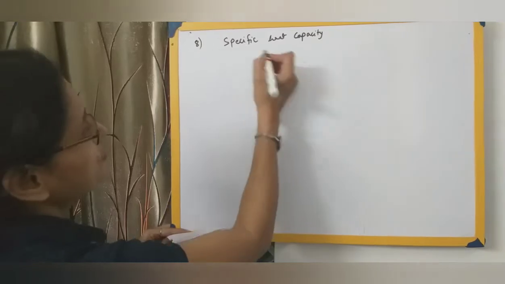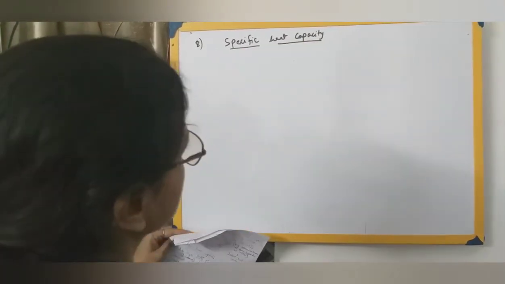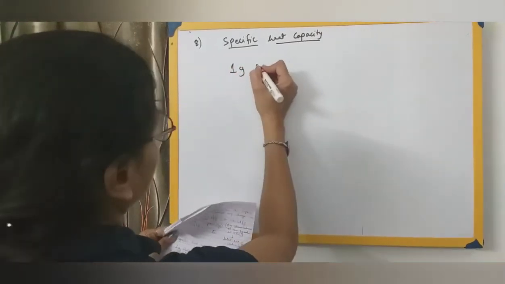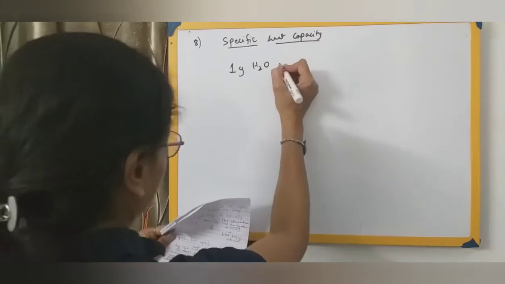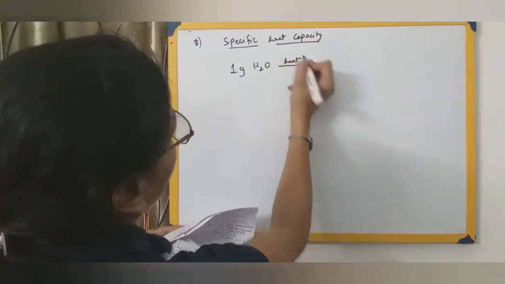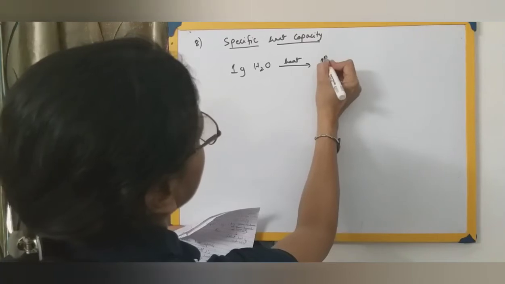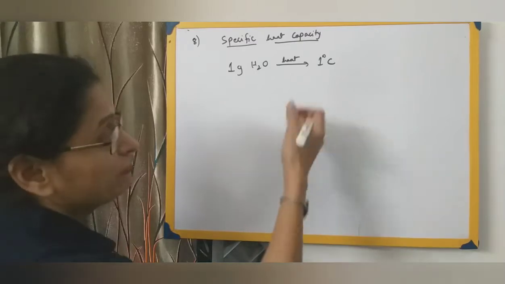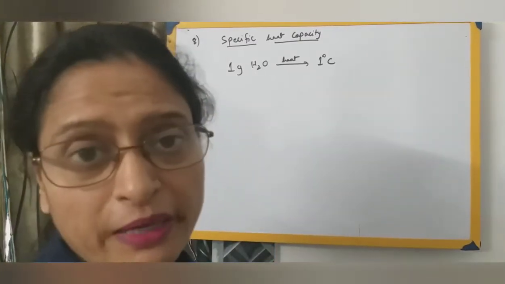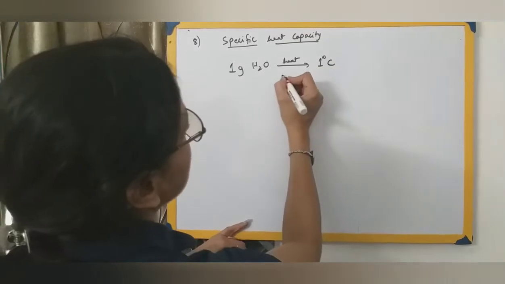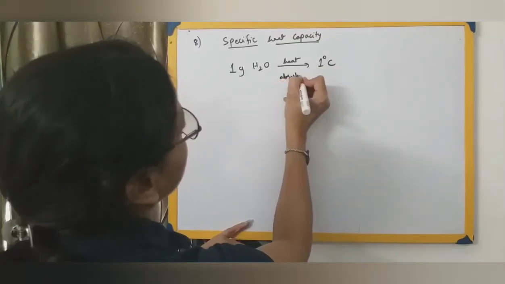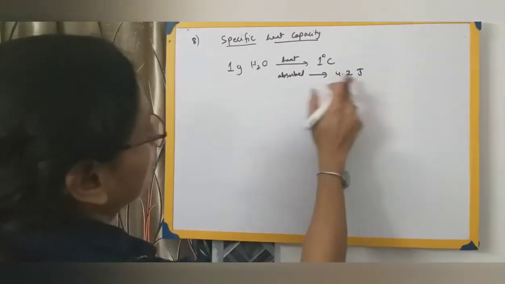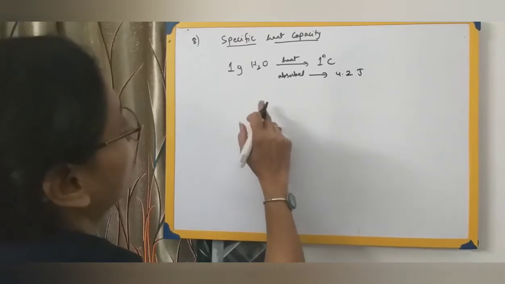First of all, let us understand what we mean by specific heat capacity. If you take 1 gram of water and you want to heat it by 1 degree Celsius, obviously it will absorb some heat energy. This heat energy which is absorbed is equal to 4.2 joules.